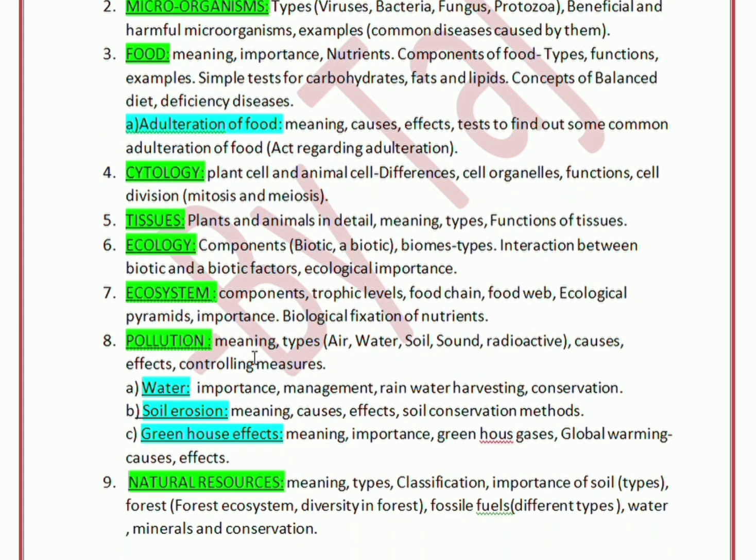Next, coming to the fifth chapter, what you have to learn is plants and animals, about plant tissue and animal tissue, meaning, types and functions of the tissues you have to learn in the fifth chapter.